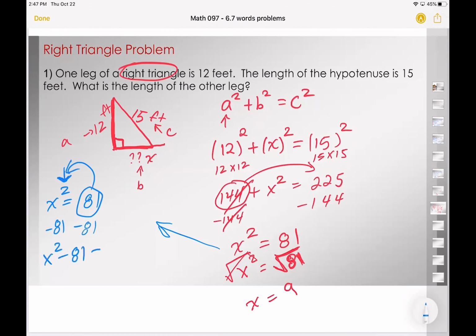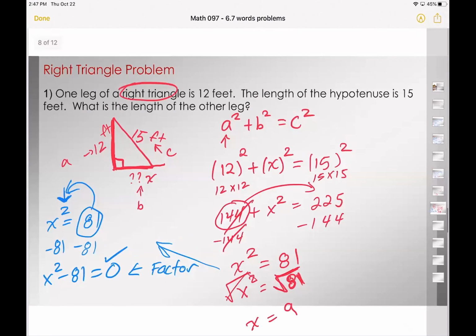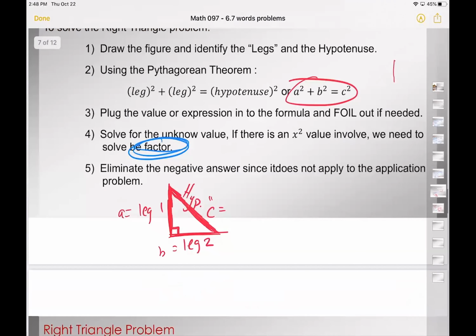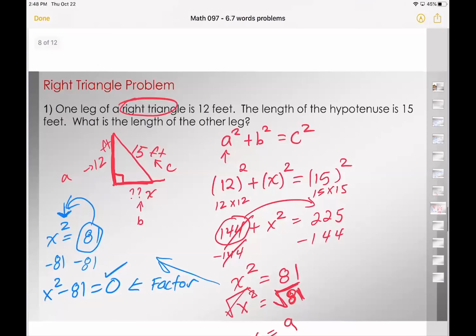And let's take a look at this item here. This is what we know. We know that every time there's an x squared, we have to set it equal to 0. And if we set it equal to 0, if you look at the previous slides, they tell you we need to solve by factoring, right? So can you factor this item here? Can you factor x squared minus 81?